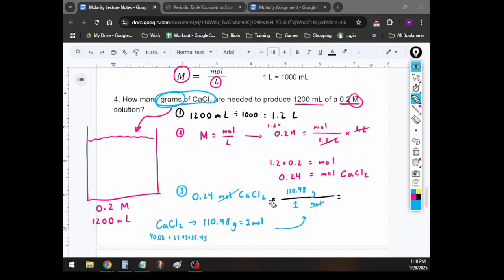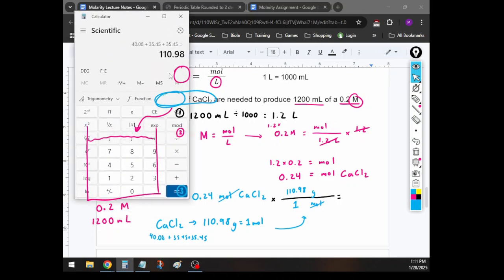All right, so from here, you guys should see that 110 goes on the top because it's grams, 1 mole on the bottom. And if you notice, the numbers are on top. So if the number's on top, what should we do on the calculator? Multiply. So we're going to do 0.24 times 110.98. And so our final answer here will be 26.64 grams of CaCl2. And that's our final answer.